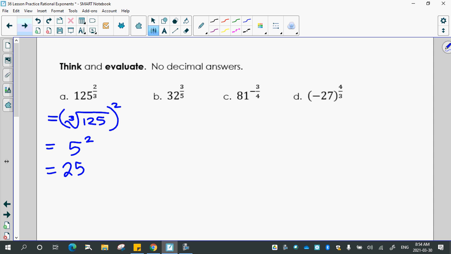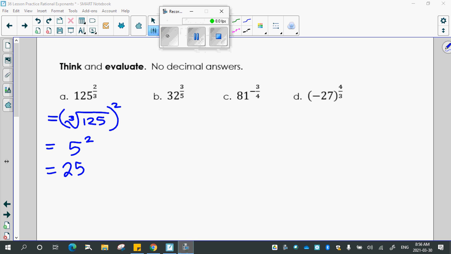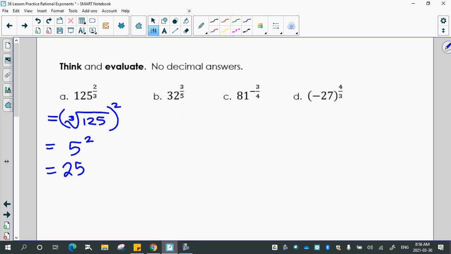Okay, try the next 3 on your own. I'll give you some time. Okay. Volunteer for B. Darius? I did the brackets, the 5th root of 32, with the 3 on the outside. Awesome. And then that gave me 2 cubed, and then 8. How many people got 8 for that one? Good. Great. How about a volunteer for C?